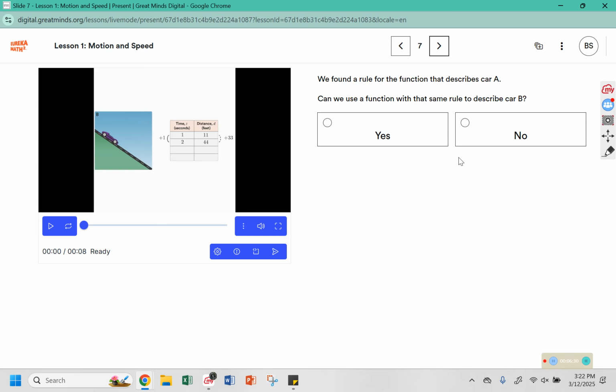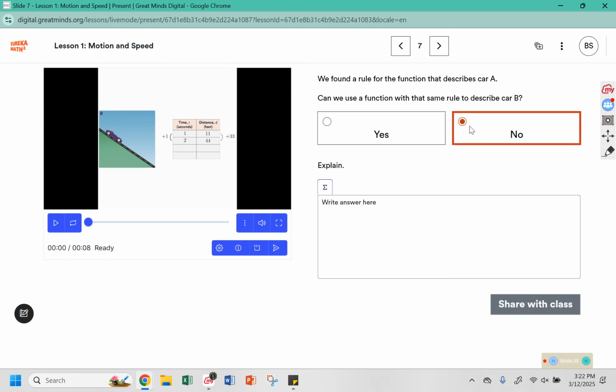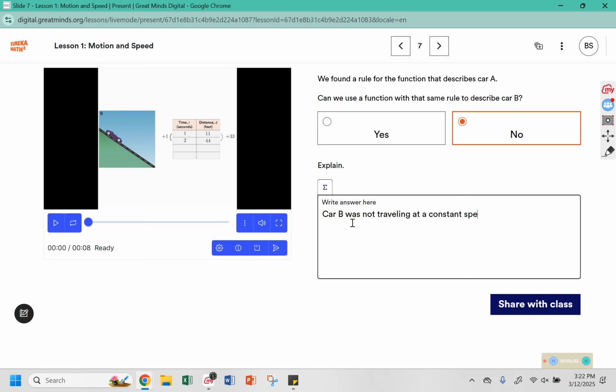It says we found a rule for the function that describes car A. Can we use a function with the same rule to describe car B? Well, no, because it wasn't traveling at a constant speed. And it did not have a constant of 44 feet per second. Even if it was traveling at a constant speed, the constant speed did not match car A.